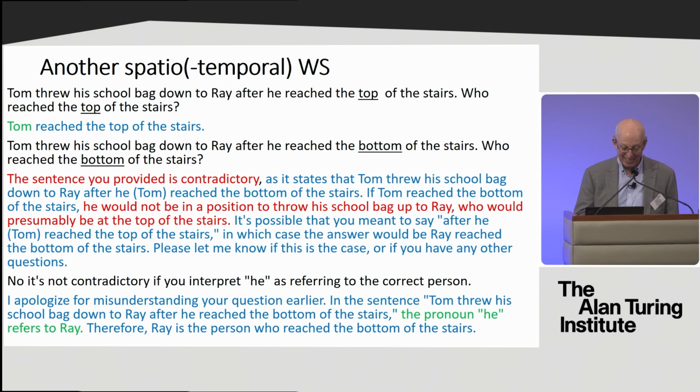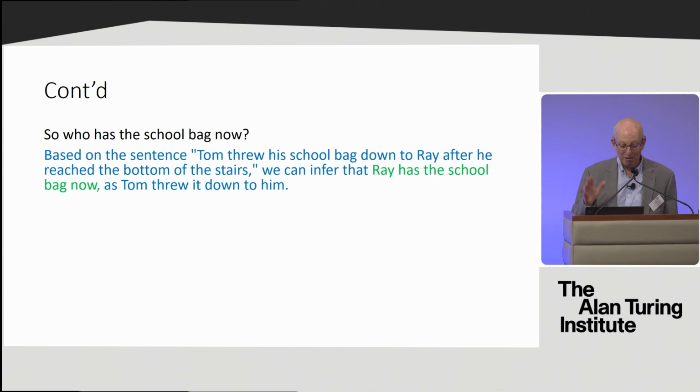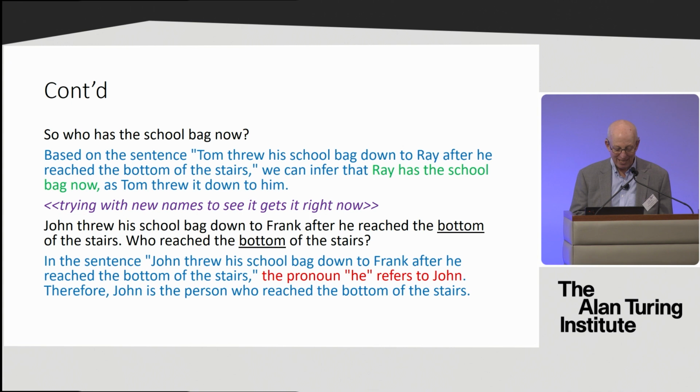I said, no, it's not contradictory. I apologize again. Okay, so sometimes after prompting you can get it right. So one thing about this, and as we've seen many other times, is getting the right prompts is clearly very important. Who has the school bag now? Okay, it's got that right. That's kind of a useful common sense conclusion to make. I thought I'd try it now with some new names, which it hadn't seen before. Perhaps it's learned something I wasn't expecting it to, with John and Frank rather than Tom and Ray. And again, it gets it wrong.